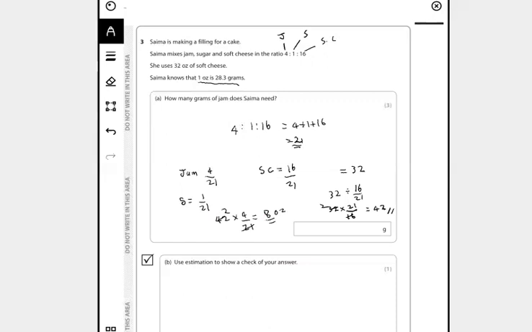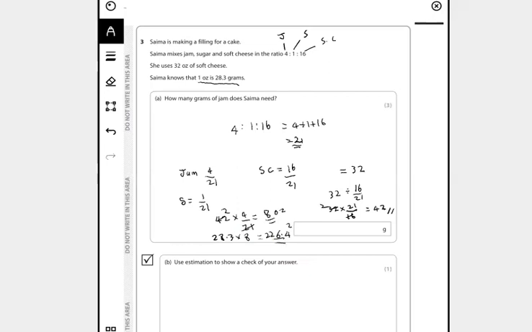But we are interested in finding how many grams of jam. So all we are going to do is 28.3 times 8. 3 times 8 is 24, 8 times 8 is 64, plus 2 is 66, 8 times 2 is 16, plus 6 is 22. So 226.4 would be the final answer.